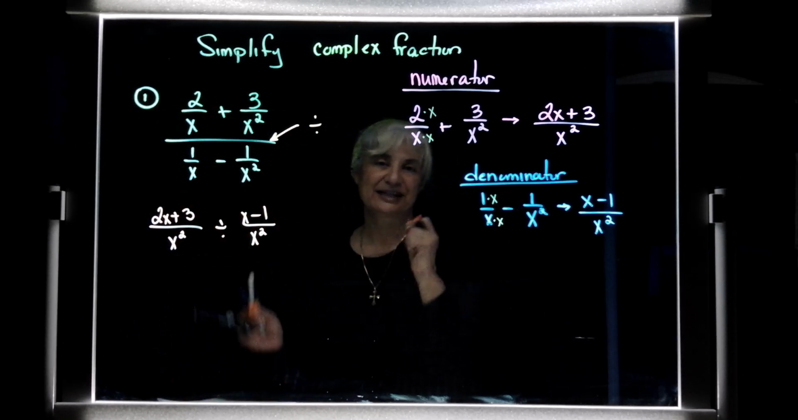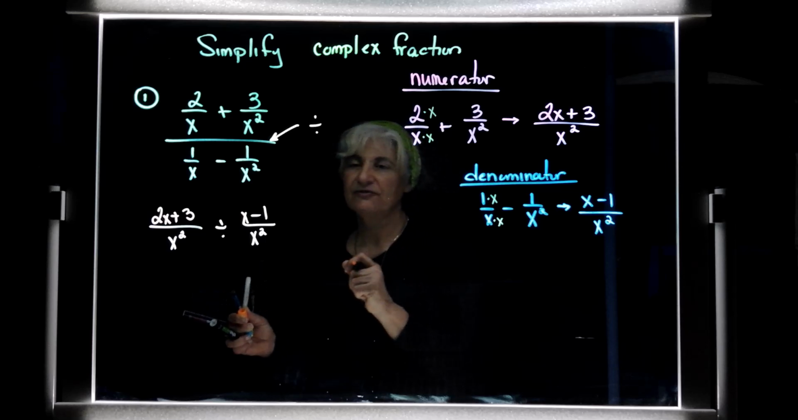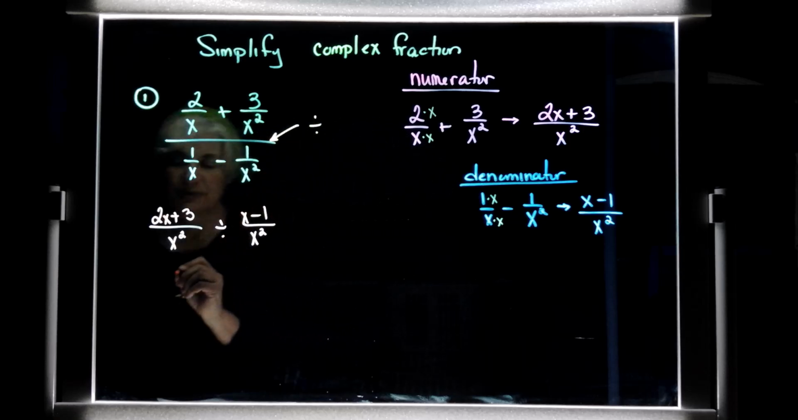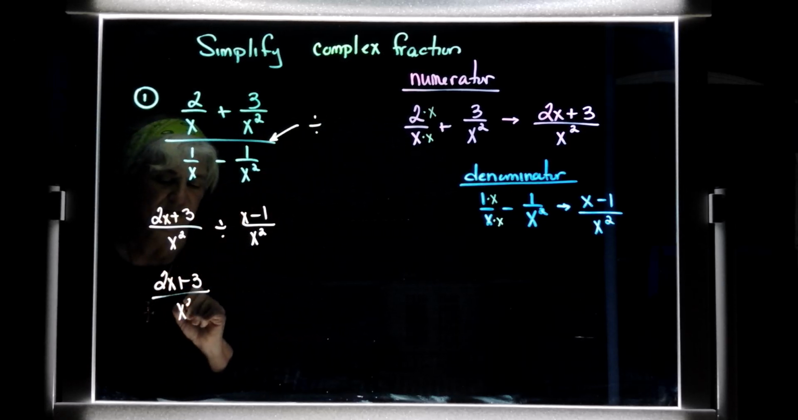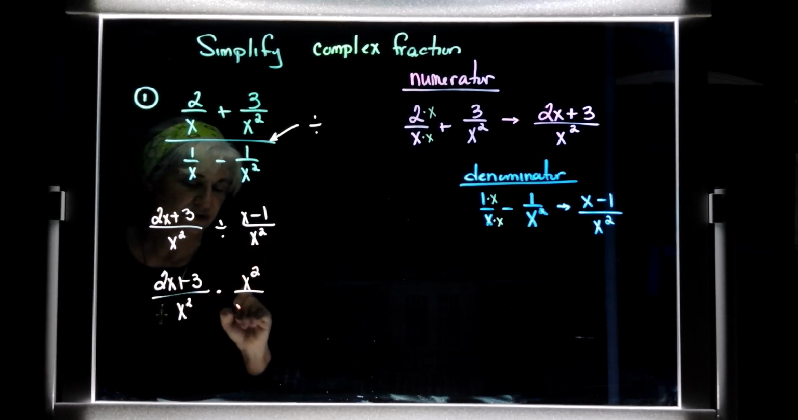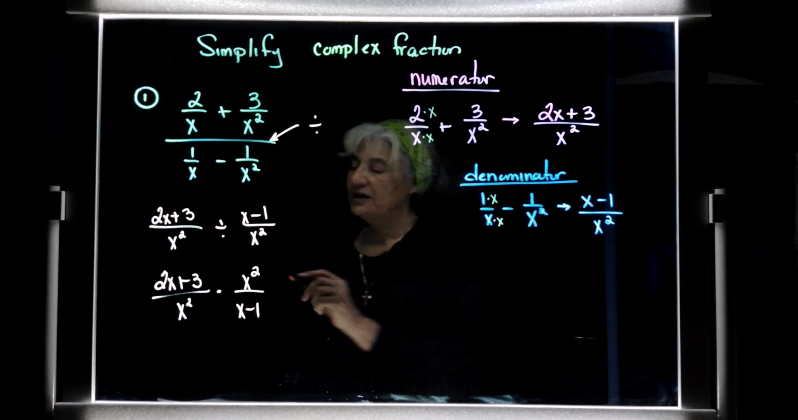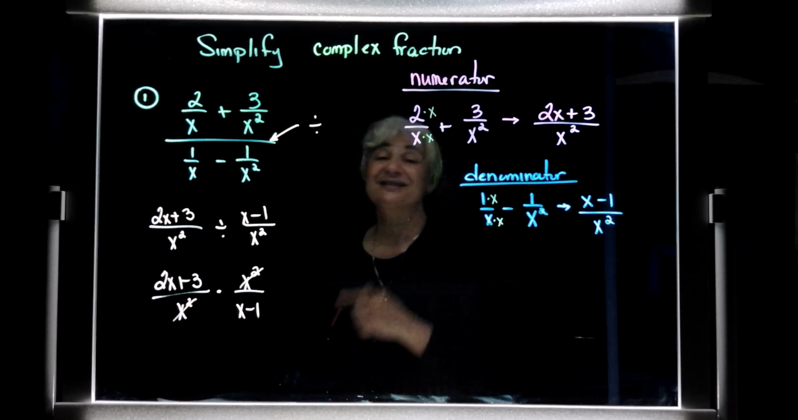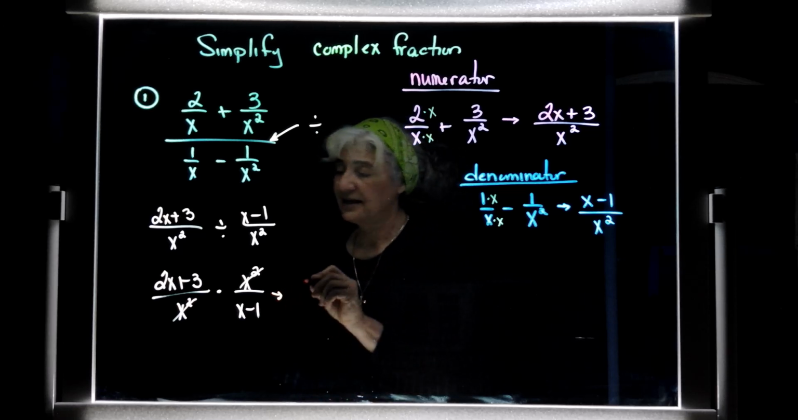Ah, good. We get to multiply. And reciprocate fraction number 2. Good job, you guys. So 2x plus 3 over x squared. You're multiplying by x squared over x minus 1. Lovely. What happens? The x squareds drop out. Does it always happen? No. But when it does, hey, I take it.